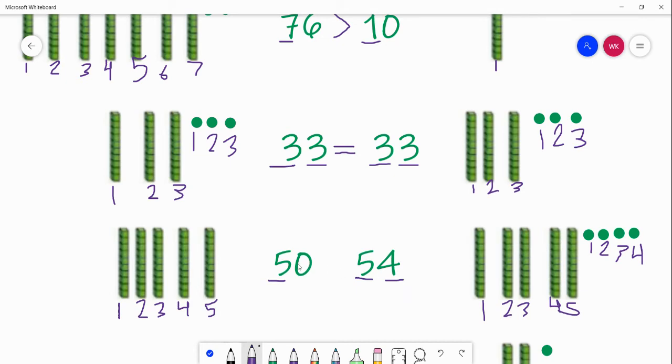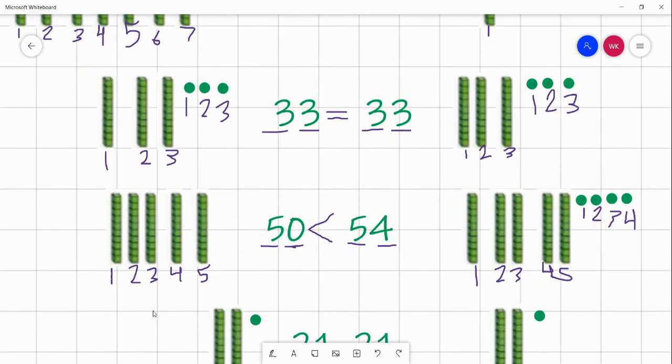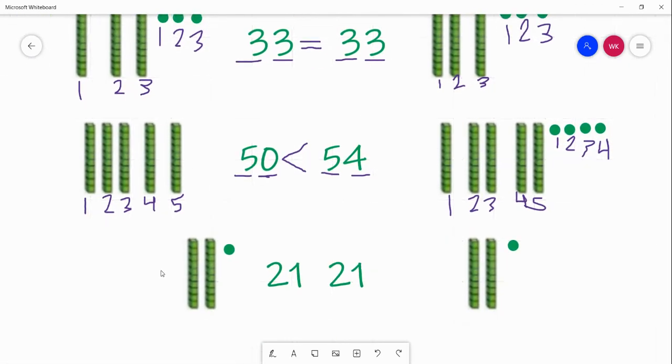But 50 is coming first, so you are going to say 50 is less than 54. Because there are no ones in the ones place for 50, and there are 4 ones in the ones place for 54. So 54 is that greater number, but you would say 50 is less than 54. And remember, the opening part is going to go towards that bigger number, that greater number.